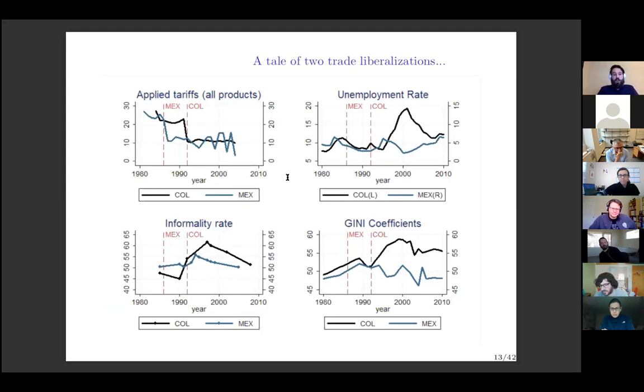There was basically no change in unemployment rate in Mexico in the 20 years following the liberalization. There was a large increase a few years after the liberalization in Colombia. There was a large increase in informality rate in Colombia, something that Mexico experienced, but with a lower magnitude, and there was a much larger increase in income inequality measured by the Gini coefficient in Colombia. In Mexico, there was some increase in wage inequality, which has been documented extensively in the literature. It's also reflected in some increase in income inequality, but not as big as what Colombia witnessed.